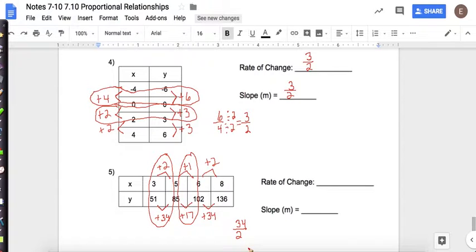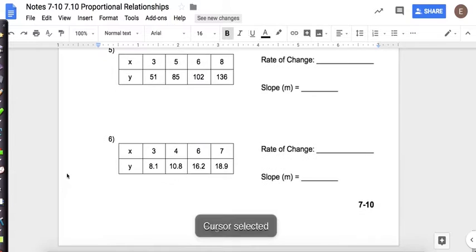Remember, we're putting the y over the x, and I simplify that by dividing top and bottom by 2. So we have a 17 to 1 ratio. This is a 17-to-1 ratio, so I know they're all equal. And 17 divided by 1 is 17. So I know my rate of change is 17, and my slope is also 17. Okay, let's look at one more example.